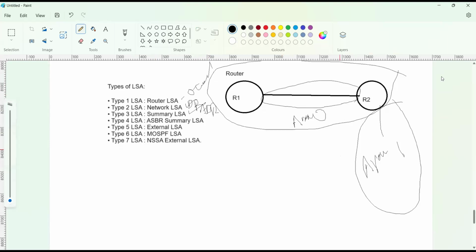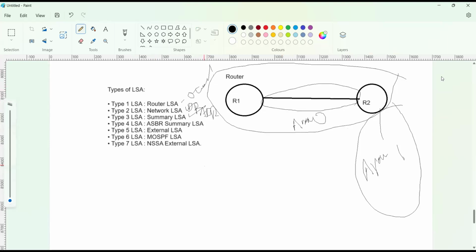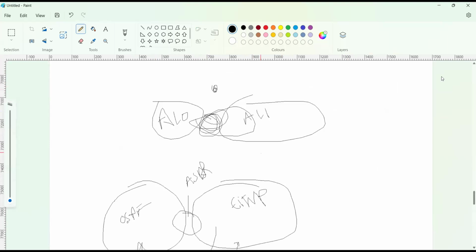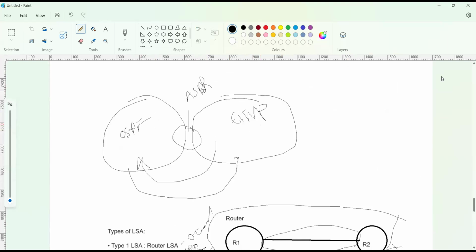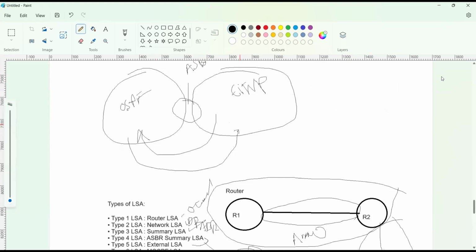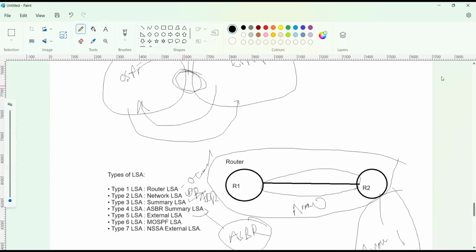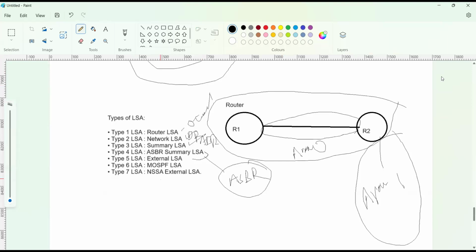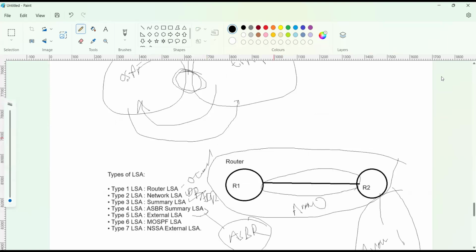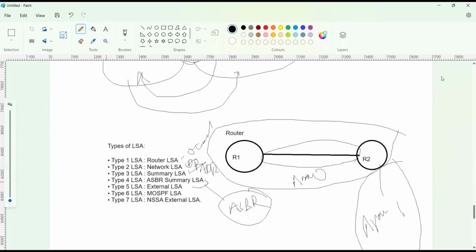If we have redistribution prefixes, these two are the redistribution prefixes originated by the ASBR. The ASBR router will originate these prefixes. Say EIGRP and OSPF, with one router in between. This router will originate LSA 4 and LSA 5. And for the not-so-stubby area, leave multicasting aside.